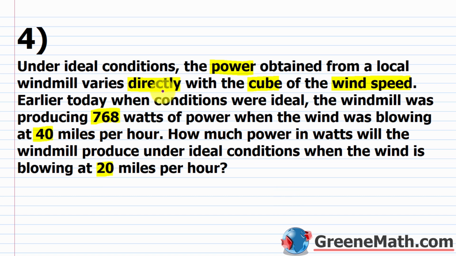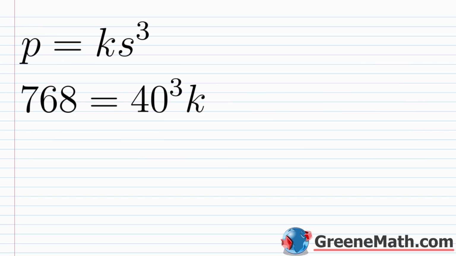This is direct variation as a power. So in other words, you could say y equals kx cubed, where y is the power that's being produced in watts, and x is the wind speed, again in miles per hour. Remember, you have to cube this because it says varies directly with the cube of the wind speed. Now I'm going to change the letters up. I'm going to use P for power, and I'm going to use S for wind speed. So P equals KS cubed.